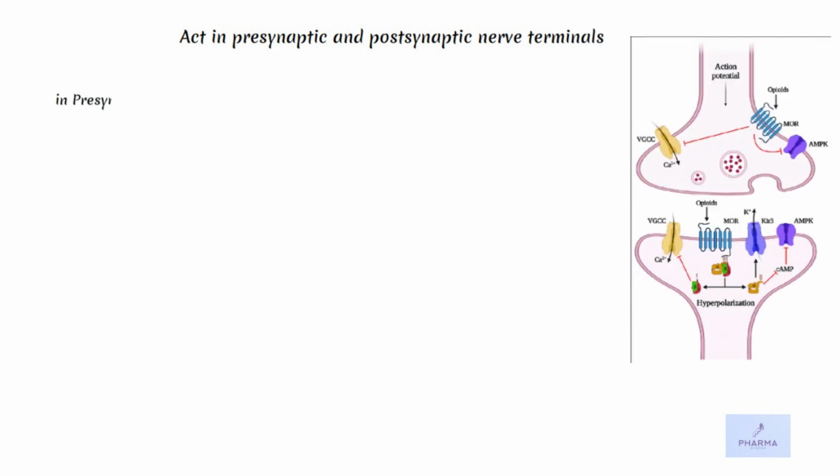Opioids act in presynaptic and postsynaptic nerve terminals. Once an opioid drug binds to mu-opioid receptors in the presynaptic nerve terminal, it inhibits neurotransmitter release. If the excitatory neurotransmitters like noradrenaline, acetylcholine, substance P, and glutamate get inhibited, this will suppress neuronal firing, leading to inhibitory action. This is the mechanism of opioid-mediated side effects and pain relief.